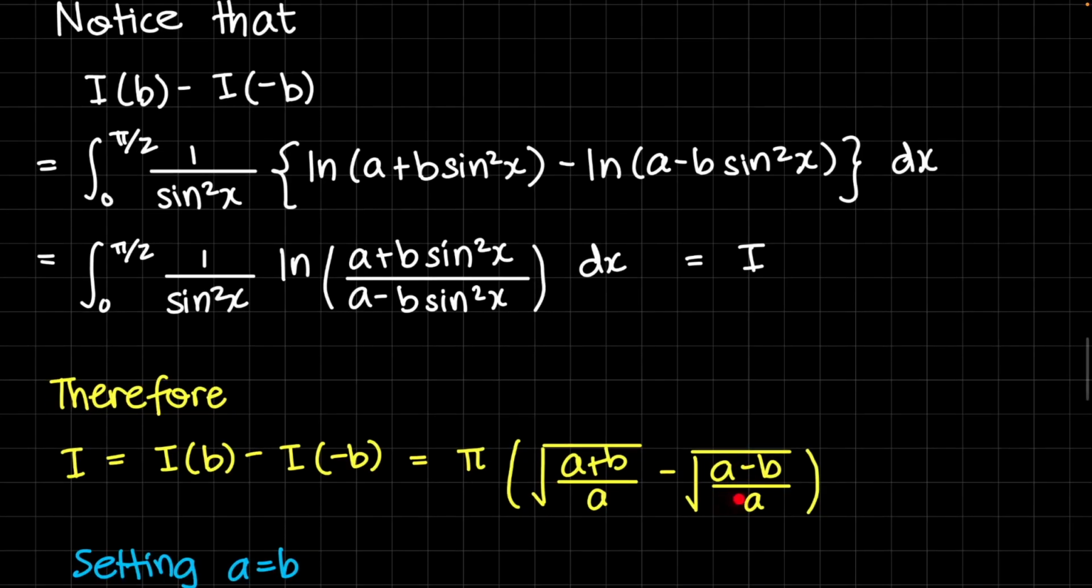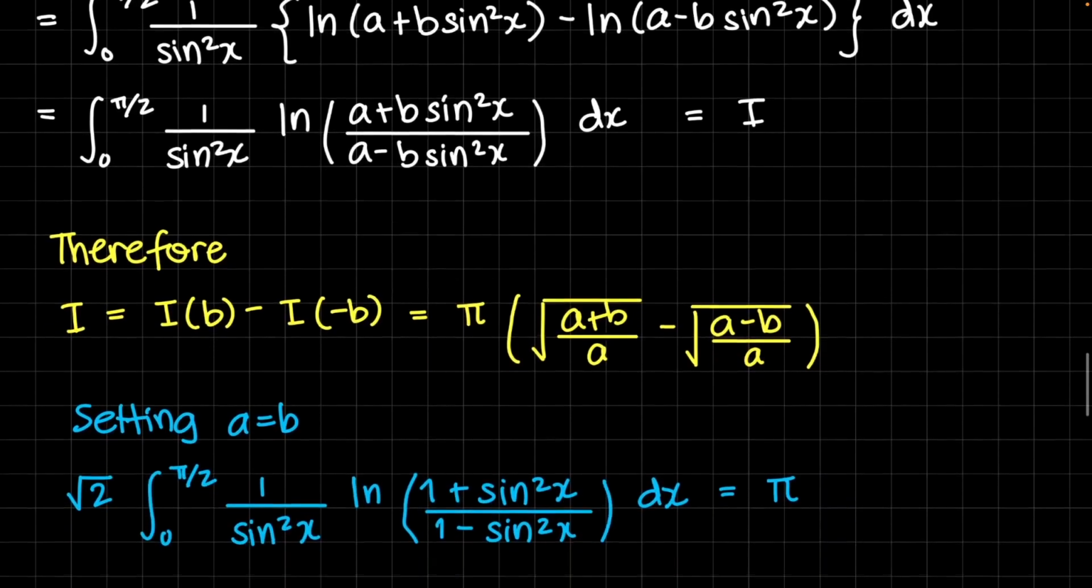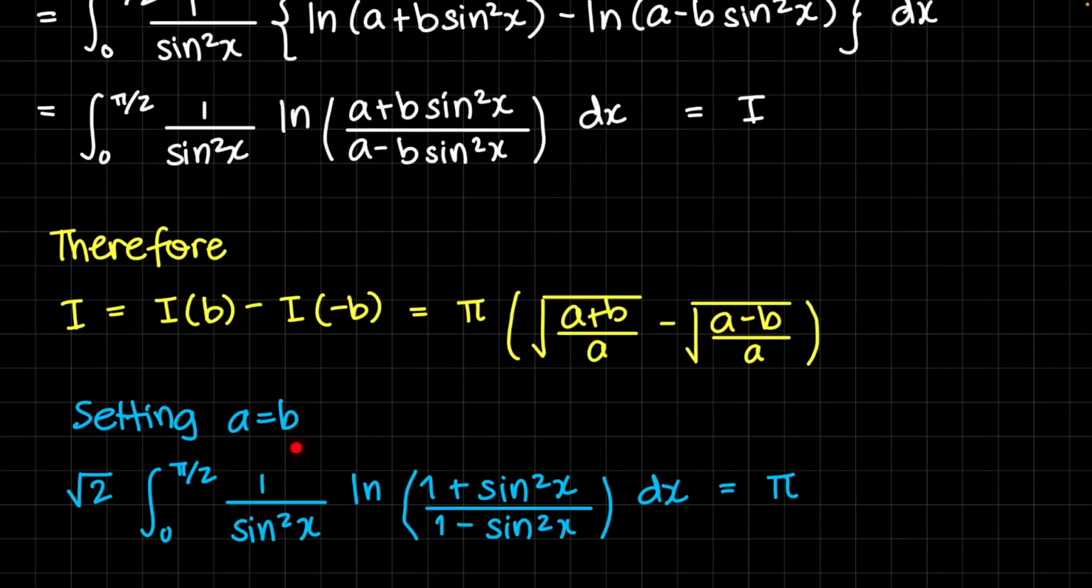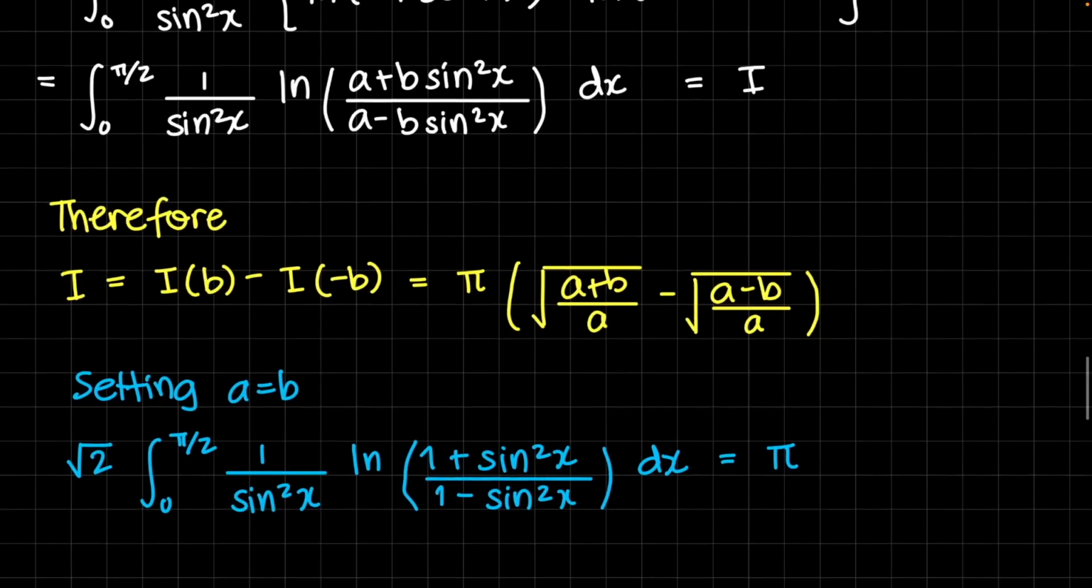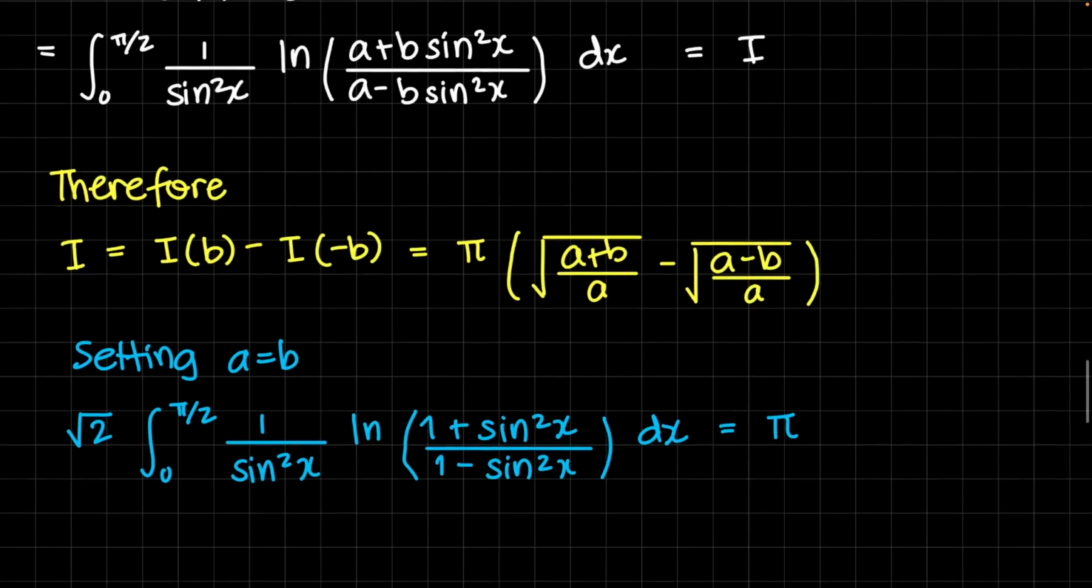So we can end the video here, but there's one special case we can consider. Setting a equal to b gives us then the form, by rearrangement, square root 2 times the integral from 0 to pi over 2 of 1 over sine squared x times ln of (1 plus sine squared x) over (1 minus sine squared x) dx is just pi, because the factor of square root 2 that we get, or in this case square root 1 over 2, we've just multiplied on the left hand side.